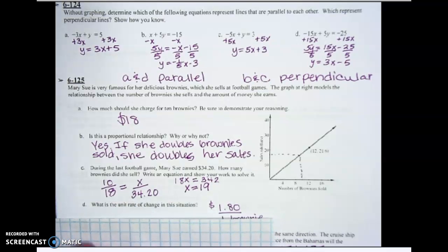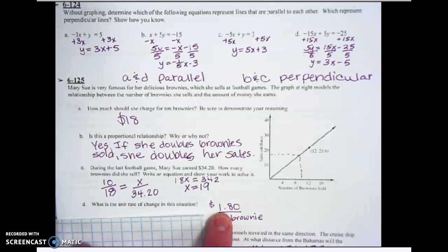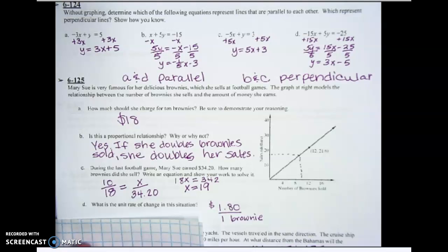All right? So what is the rate of change in this situation? It's roughly $1.80 for one brownie. $1.80 for every one brownie.